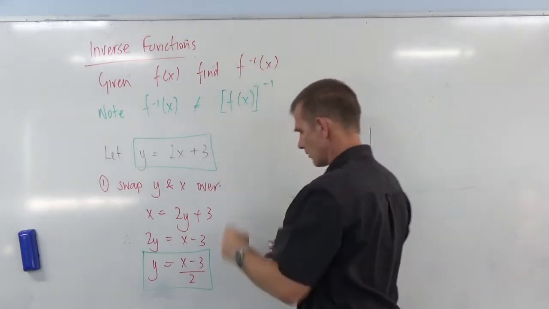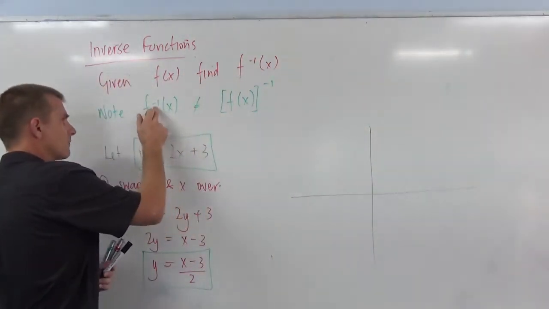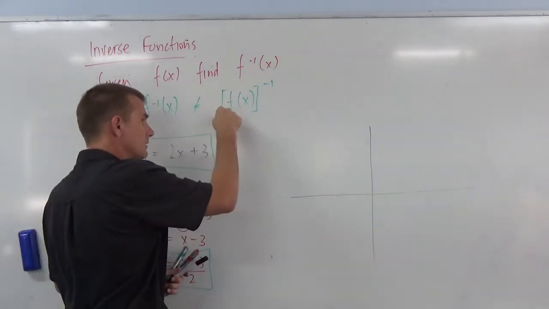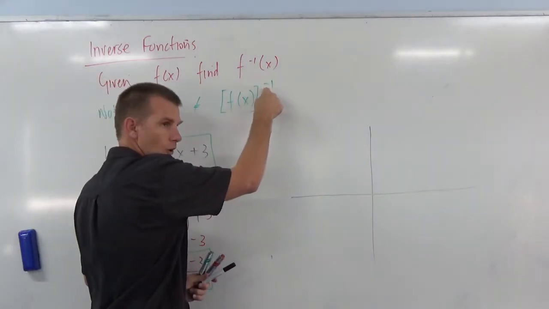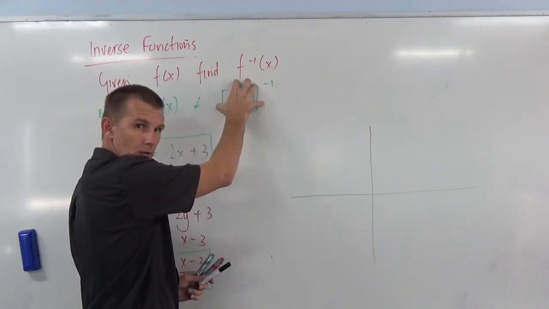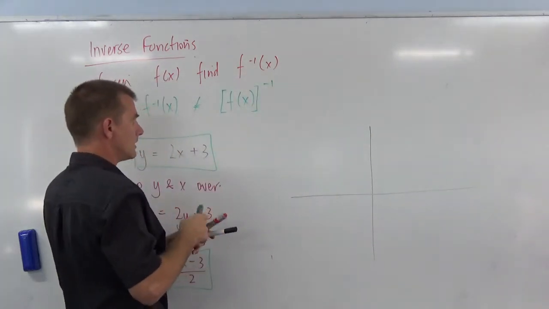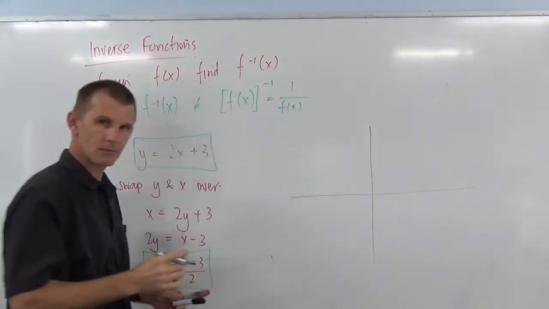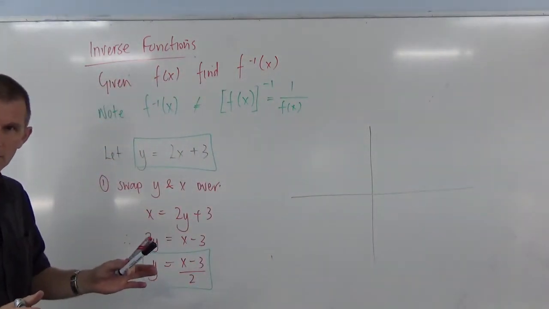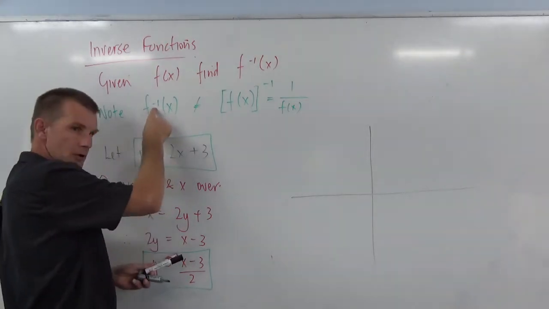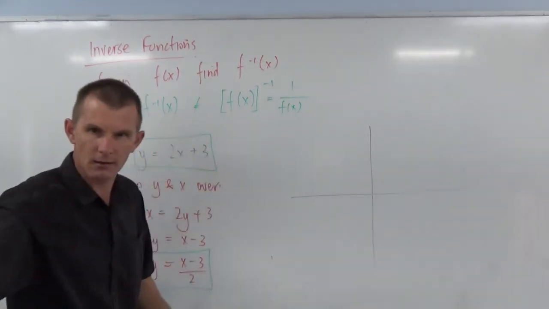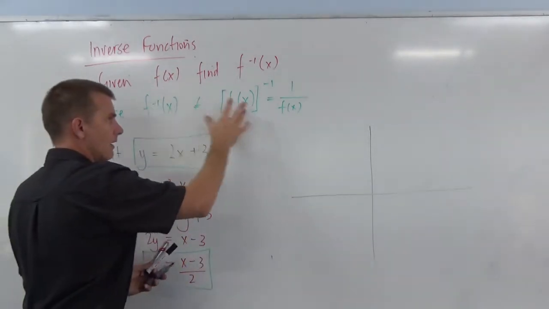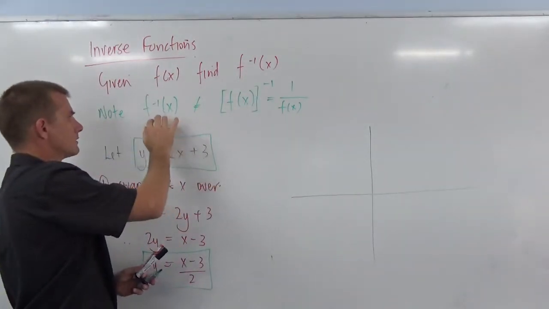Now I make this note here, and please be aware of this, that f to the -1 of x is not the same as brackets f of x minus 1. This one here is the reciprocal, okay? That there means that we're going to do 1 over f of x, and that's not what we're doing. What we're doing is the inverse, which is effectively taking the x and making it the y, and the y and making it the x. So just be aware, this is completely different to this.